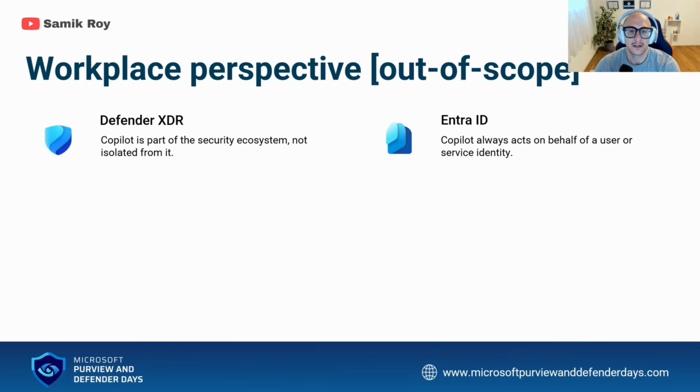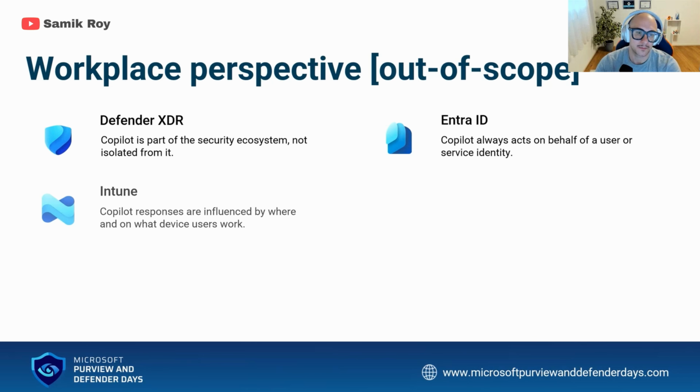Then in Entra ID, we have, of course, the identity and the permissions that are in control also for Copilot, as I stated before. Also relatively new is the Agent ID in Entra ID, which is a control for managing agents. Then we have Intune, of course, because Copilot responses can be influenced by where and on what devices the user works. So you can restrict Copilot's access or functionality on devices or on networks from Intune.